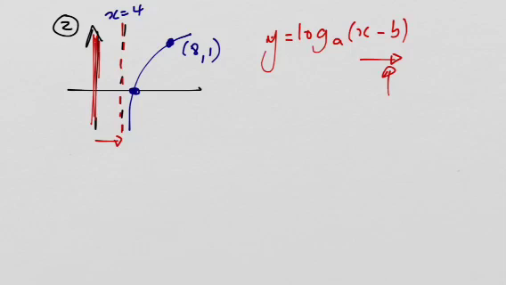Once you've got that formula, if you substitute in the point 8, 1 for y, log to the base a, 8 for x. Now remember, you've worked out what b is. Substituting all that in and doing a bit of calculation, it should be obvious what a comes out to be.